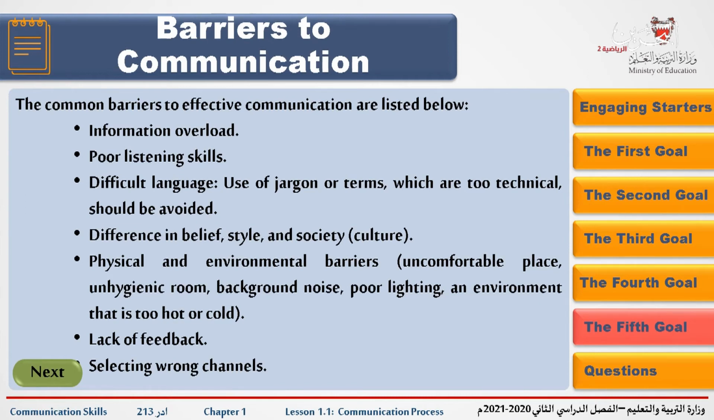Another barrier is the lack of feedback. Without feedback, the communication process is not complete. For effective communication, there must be feedback from the receiver. Also, a wrong choice of channel is one of the main barriers to communication. For example, using a wrong channel of advertisement, or conveying a message orally when a written letter would be more appropriate.